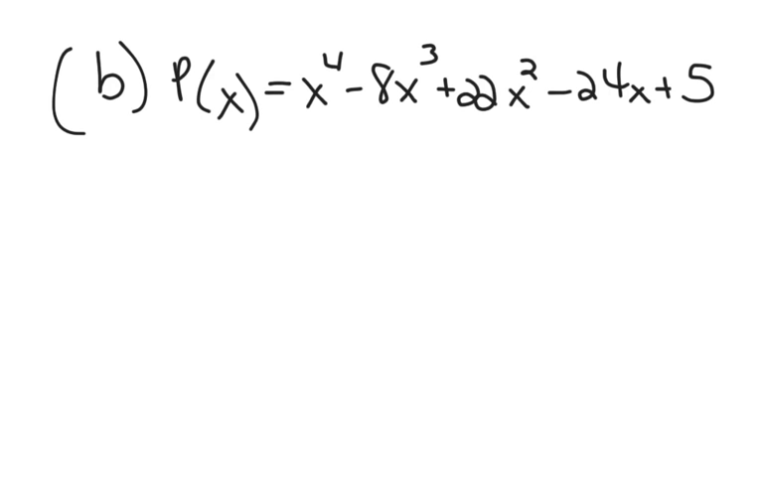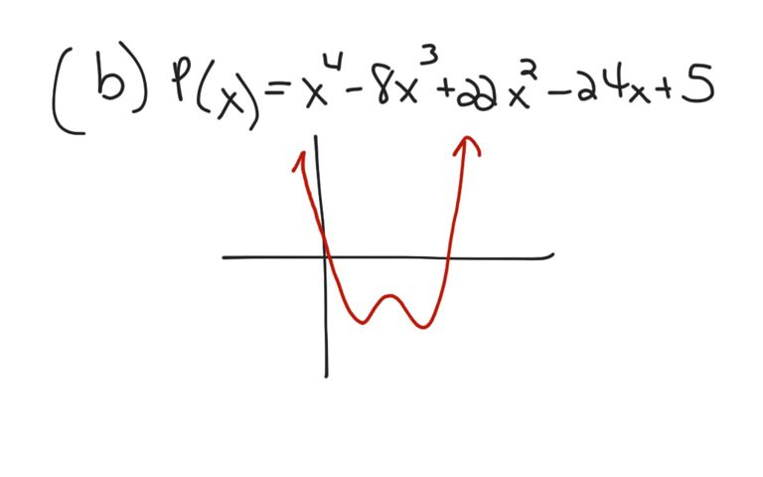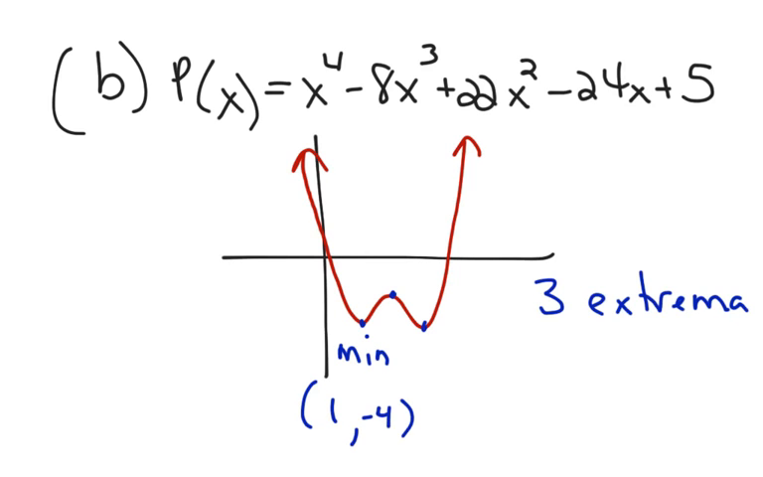Now let's graph x to the 4th minus 8x to the 3rd plus 22x squared minus 24x plus 5. When you graph that on your calculator, you get something that looks like this. This particular polynomial has 1, 2, 3 extrema. There are 3 locations where the graph changes directions. So, working from left to right, the first one is at a minimum. How do I know? Because it's a low point on the graph. And that minimum is at approximately 1, negative 4.